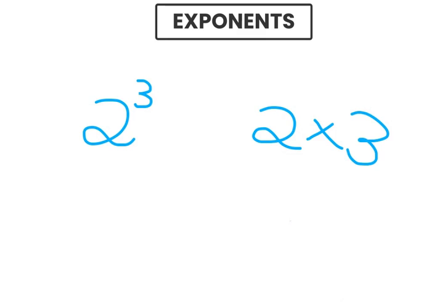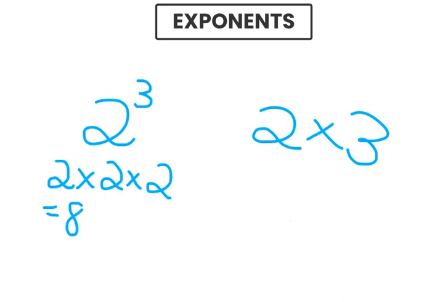It's also very key to remember that 2 to the power of 3 is very different to 2 times 3. So 2 to the power of 3 represents a repeated multiplication, right? We're saying take 3 2s and multiply them together. So that would be 2 times 2, which is 4, times another 2, which gives me 8.